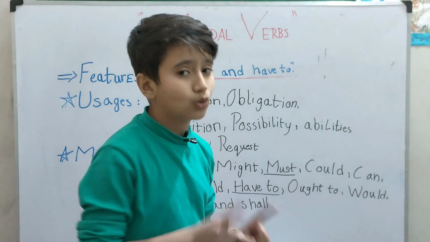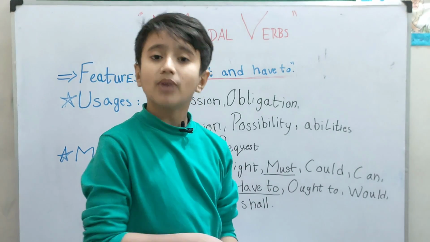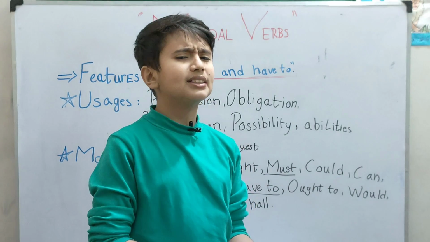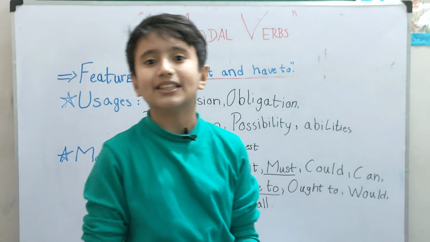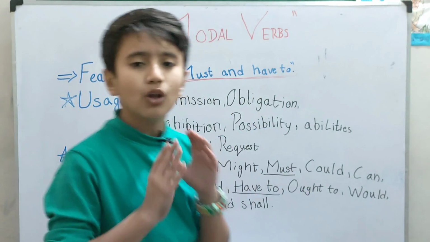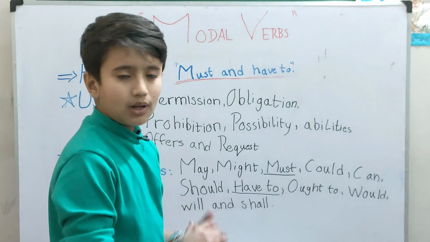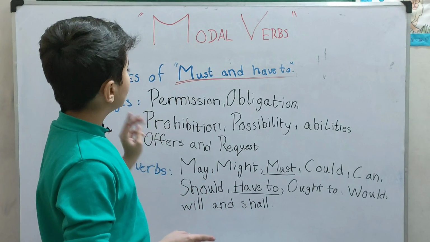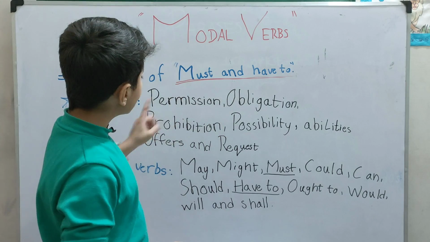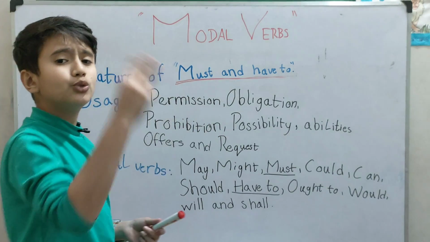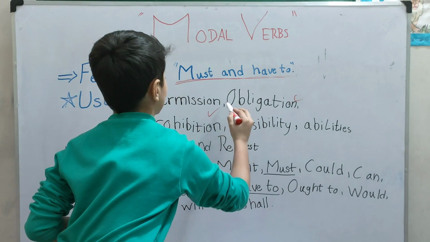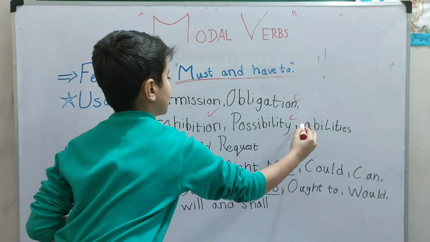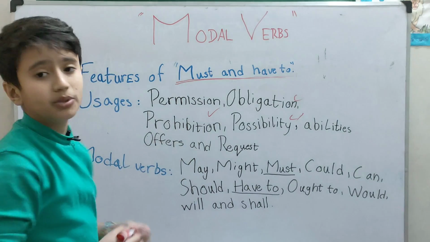Now permissions, no. Abilities, I must be able to do this. But this is confusing, and we don't use confusing sentences. So let's get into that topic. First of all, what is must mainly used for? Must is mainly used for 3 things: number 1 is obligation, number 2 is prohibition, and number 3 is possibilities.